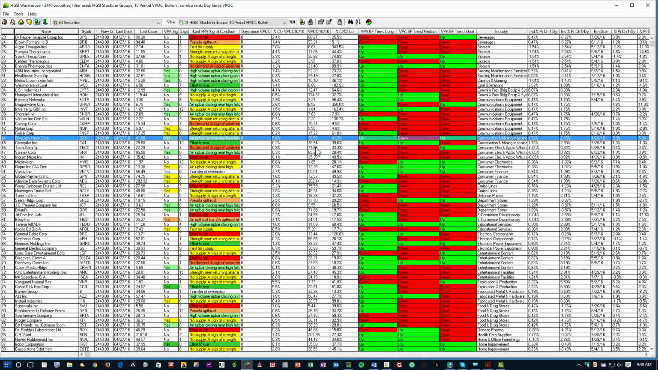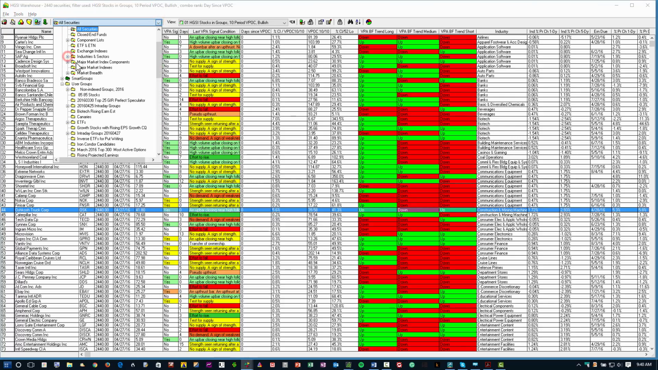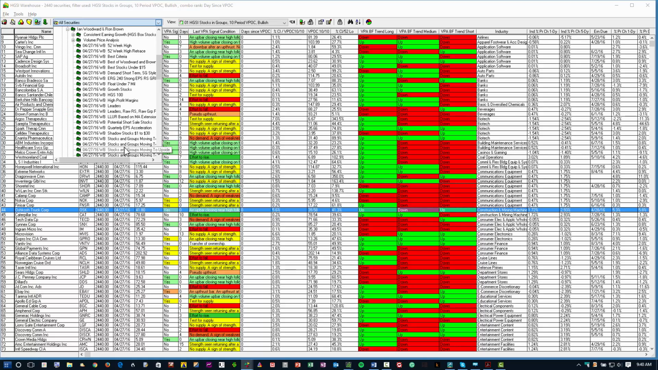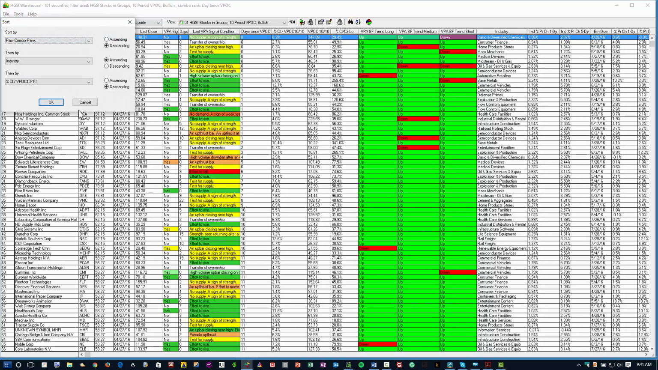Now you can see that this could be very time consuming. That's why I think a very good way to do this would be to go into the Woodward and Brown Smart Groups and go to the stocks and groups moving to the upside, limit it to the top 100, don't change the sort, and then you would be able to find the crossovers right here. Did I change that sort? No, I didn't. It's good.